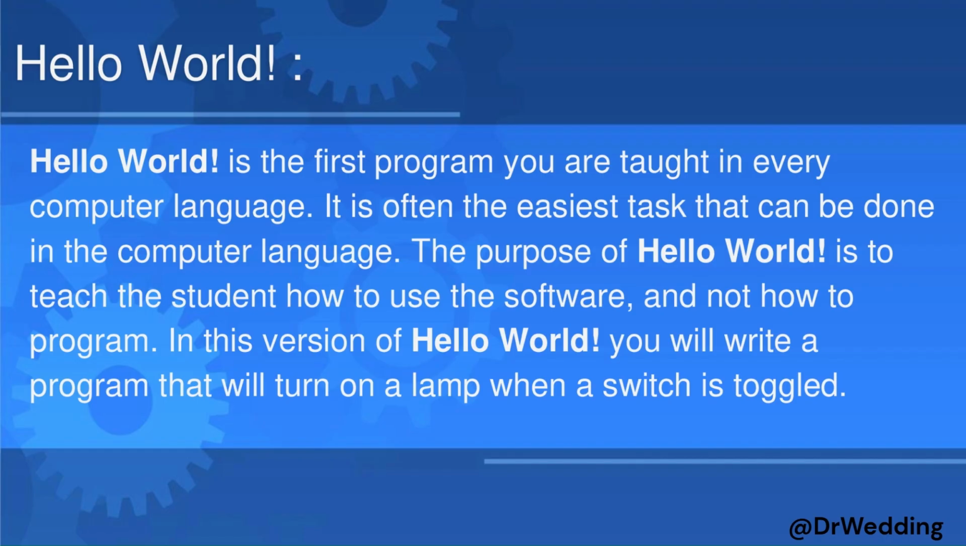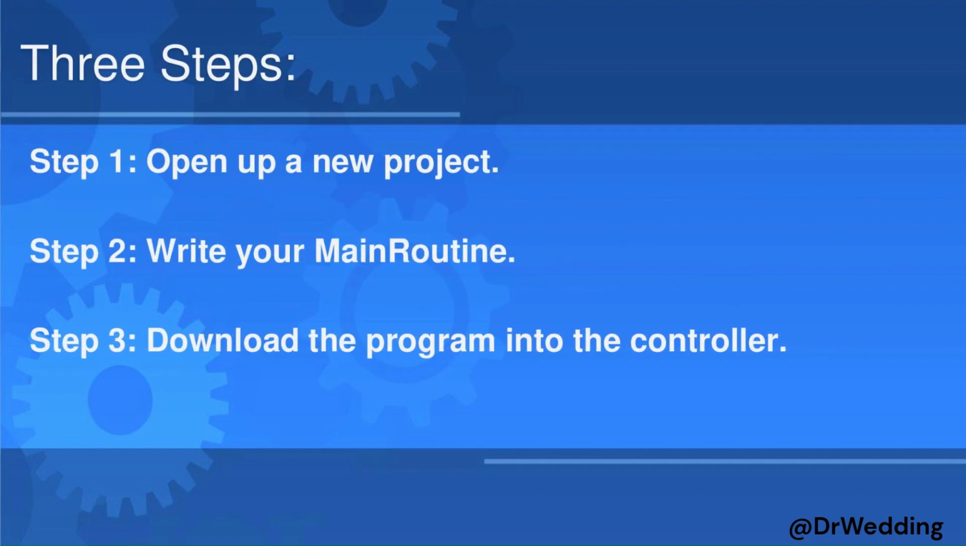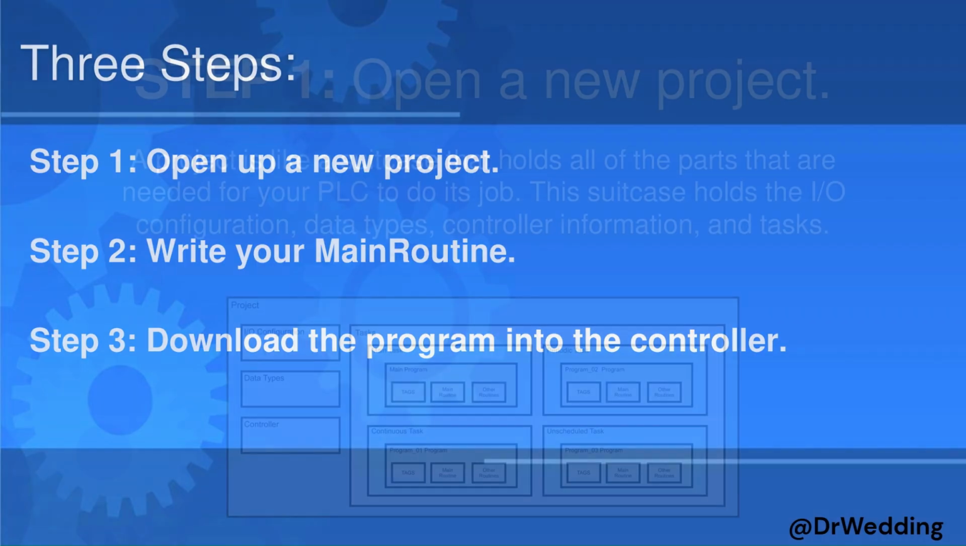In this version of Hello World, you will write a program that will turn on a lamp when a switch is toggled. You will need to perform 3 steps in order to go from scratch to a working PLC program. Step 1. Open up a new project. Step 2. Write your main routine. Step 3. Download the program into the controller.